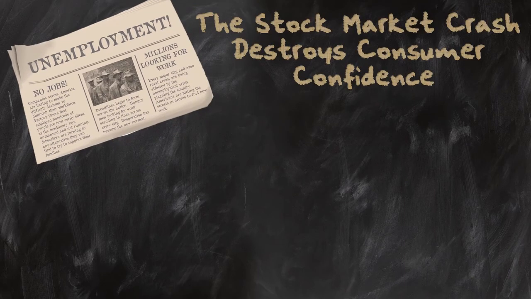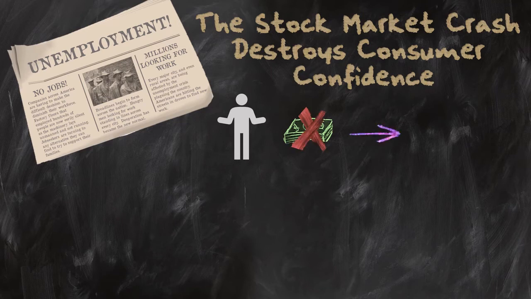So the crash destroys consumer confidence, and when that happens, people stop buying things. They panic, they freeze, they don't have money. A lot of people lost everything overnight, so production slowed down. Well, they had to lay people off or cut their hours, so they didn't have money to spend on products or goods and services.